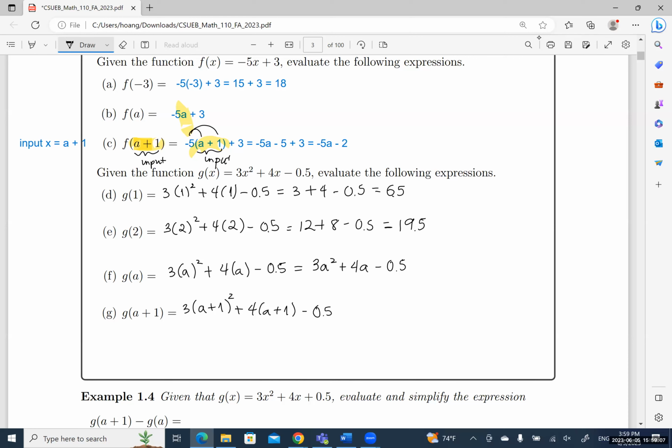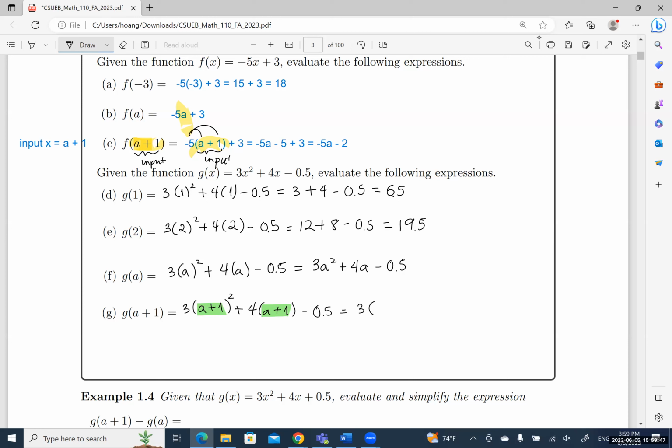If you forgot how to expand the A plus 1 square there, I would like to make sure that everyone can have this step of substituting the input for the X with A plus 1 first, right? So after this, you can expand.